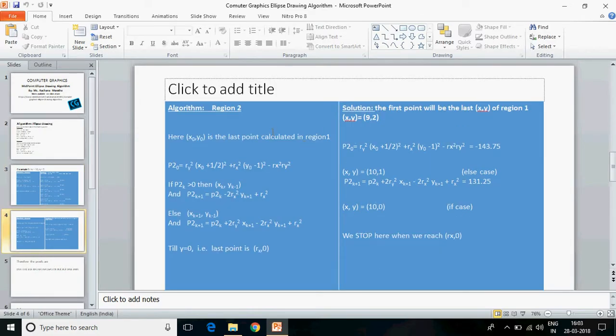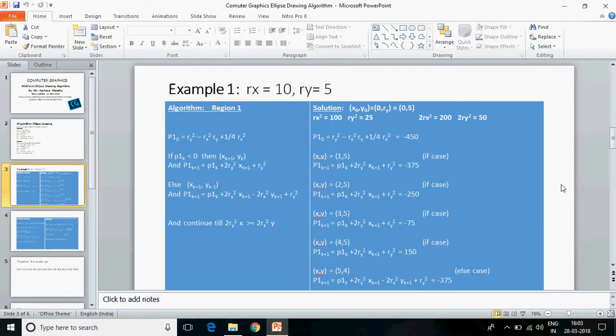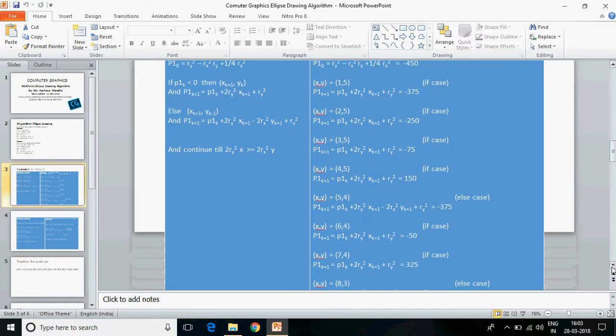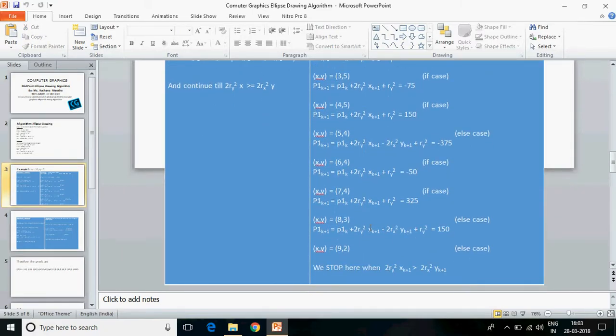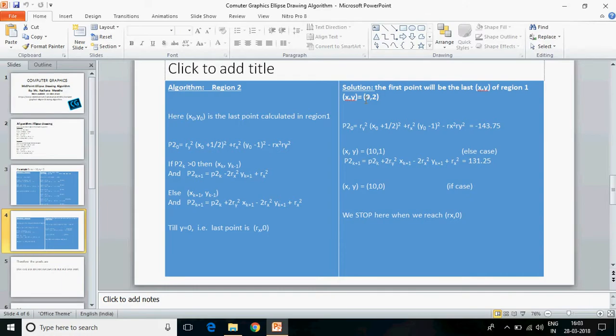Then we move on to the region 2. What is important to note here is the last point of region 1 that we have calculated before the condition is reached, that is 9, 2, will be the first point here. So we start with a fresh x, y, which is equal to 9, 2. This 9, 2 is nothing but the last value of region 1. Here also, this is the decision parameter for region 2, that is why the 2 here, P2 dot naught. This is the formula. When you apply the formula, the number I obtained is minus 143.75.